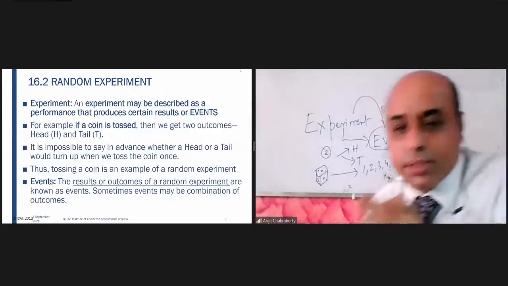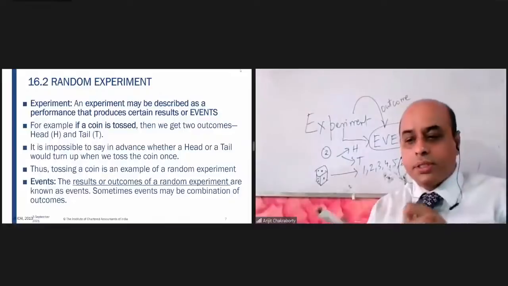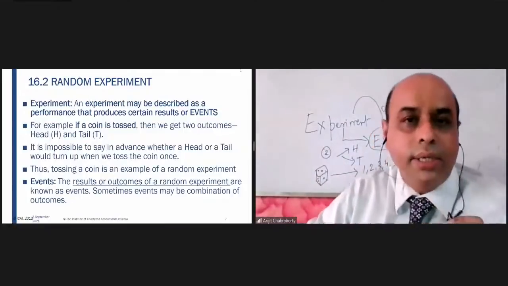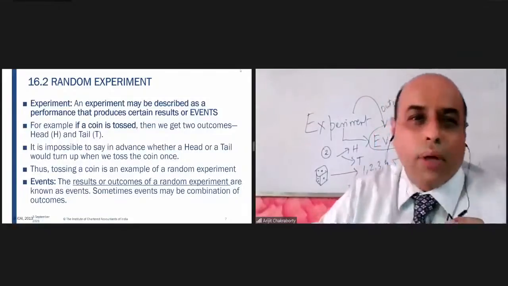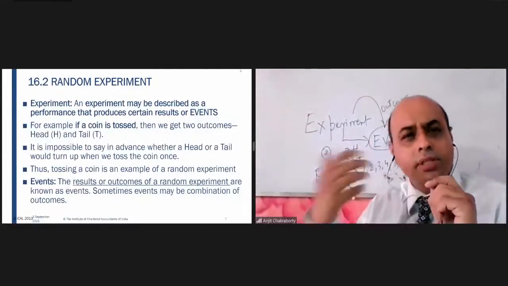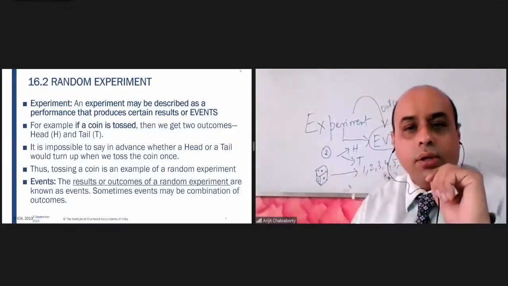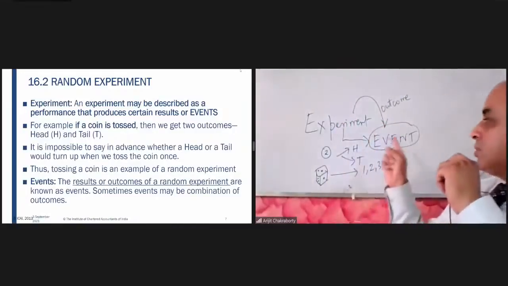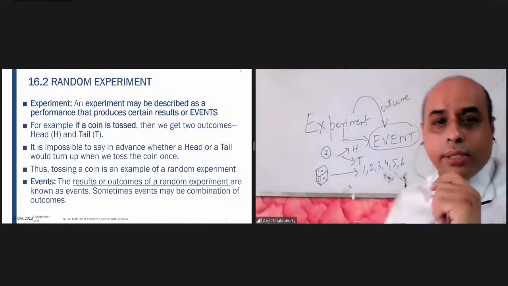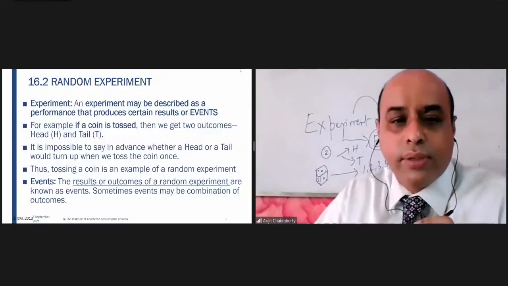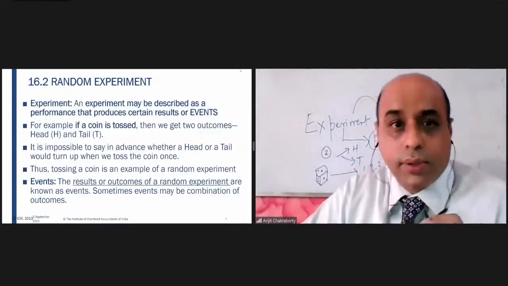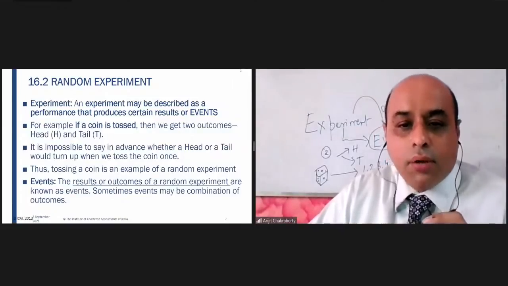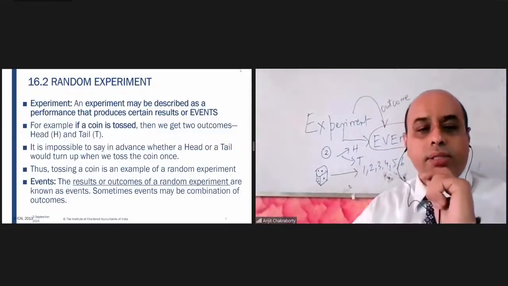So please see what is written on the slide. Now this is from the study material. If you look at the study material language, very easy, lucid, and you will be able to quickly grasp it. Language is very simple. If a coin is tossed, that means it's an experiment. We get 2 outcomes. What are the outcomes? Head or tail. Now, it is impossible to say in advance whether we are going to get a head or tail. So it is random. It depends on chance. Similarly, the results or outcomes of a random experiment are known as events.